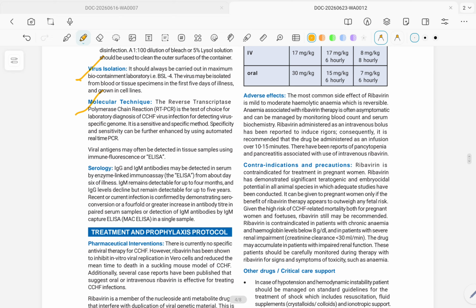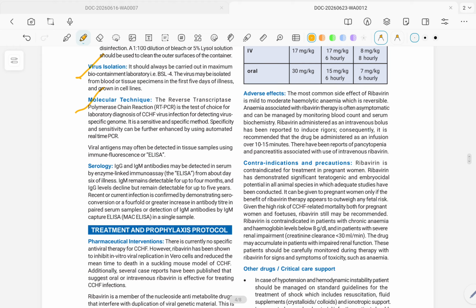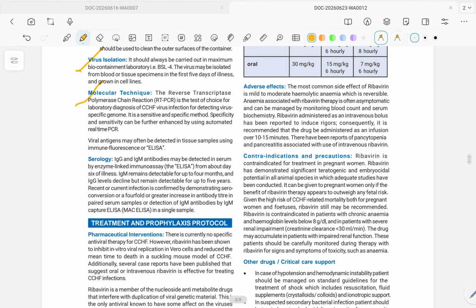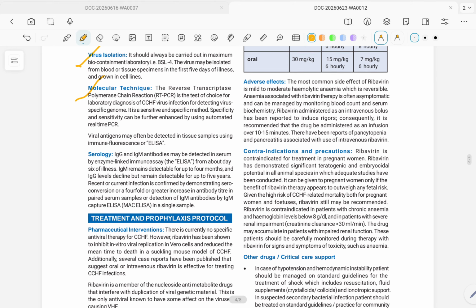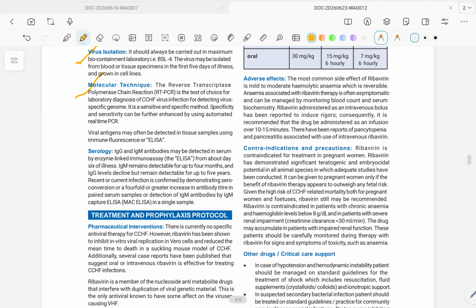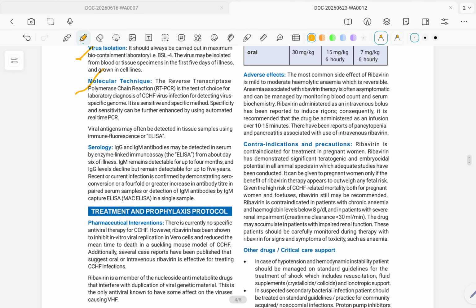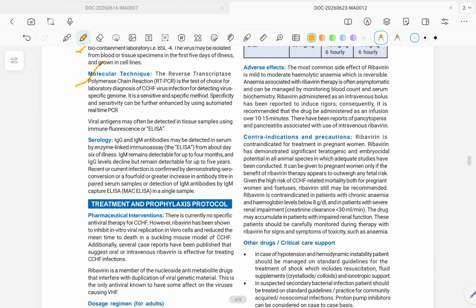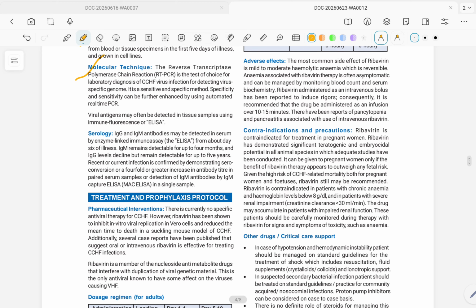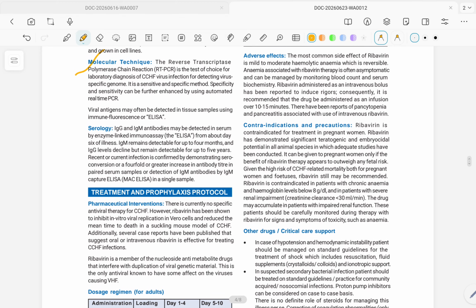Molecular technique. The reverse transcriptase polymerase chain reaction, RT-PCR, is the test of choice for laboratory diagnosis of CCHF virus infection for detecting the virus-specific genome. It is a sensitive and specific method. Specificity and sensitivity can be further enhanced by using automated real-time PCR. Viral antigen may often be detected in tissue sample using immunofluorescence or ELISA.